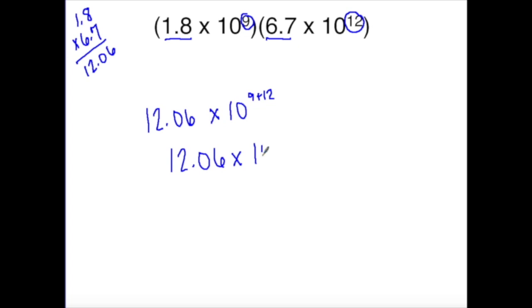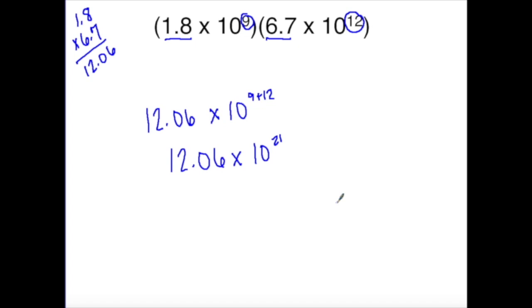Times 10 to the 21st power. Okay, so the next step, the last step that I need to think about is I need to make sure that this is scientific notation. Remember that scientific notation is the product of a number between 1 and 10 and a power of 10.